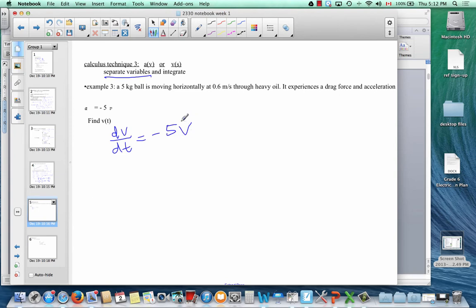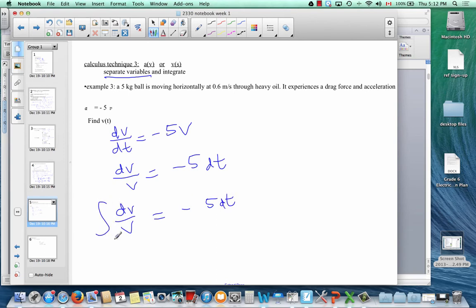And now we're going to separate the variables. That means get everything with a v on, say, the left-hand side. To do that, we're going to divide the v down, cross-multiply the v down, leave the minus 5 where it is, and cross-multiply up the dt. I've now separated the variables. I can now integrate on both sides, because this is just a velocity term, and this is just a time term.